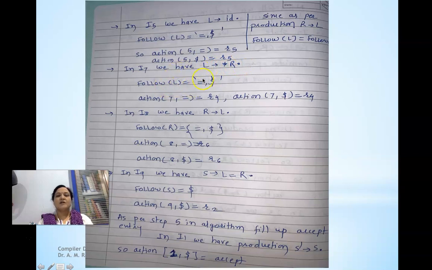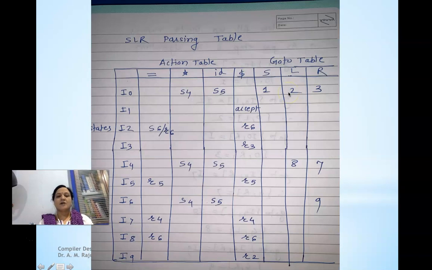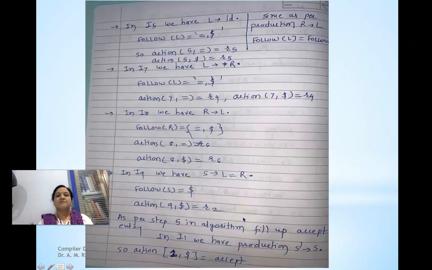So follow of L, which we have just now computed, is equal to comma dollar. So action 7 comma equals to is R4, action 7 comma dollar is R4.